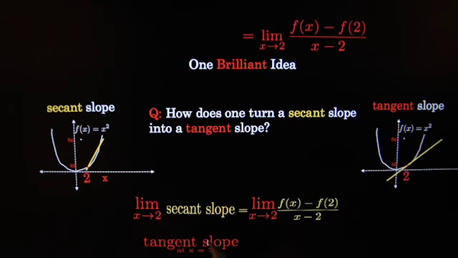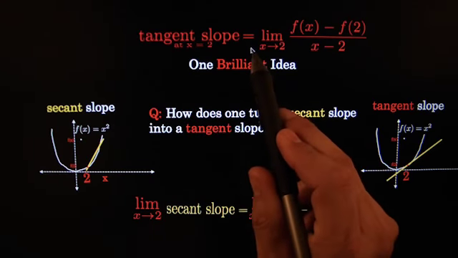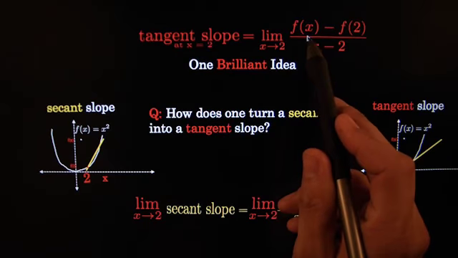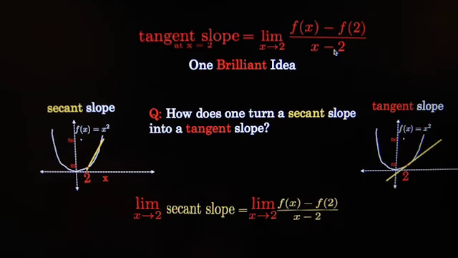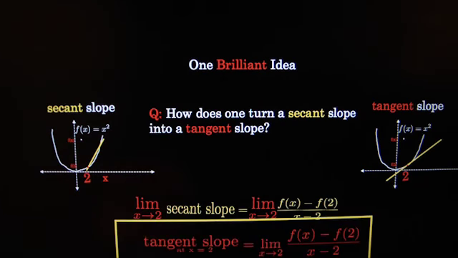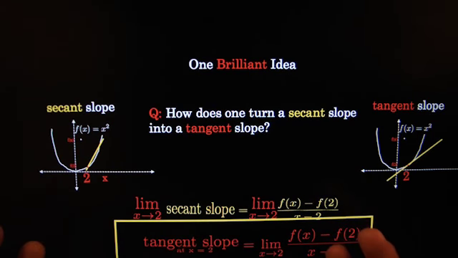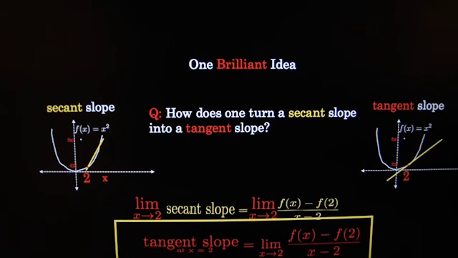I'll put it up here so you can see it. This is incredibly important. The tangent slope at x equals 2 is defined to be the limit as x goes to 2 of f(x) minus f(2) over x minus 2. That idea is exactly what gets the job done. It's as simple as adding chocolate to milk to turn it into chocolate milk. That's how simple it is. All you do is slap a limit on both sides and you're good.